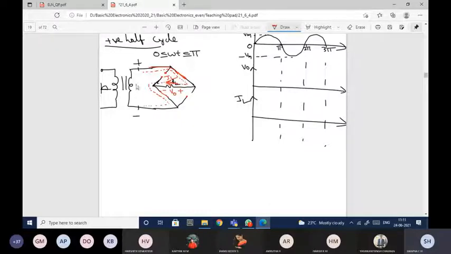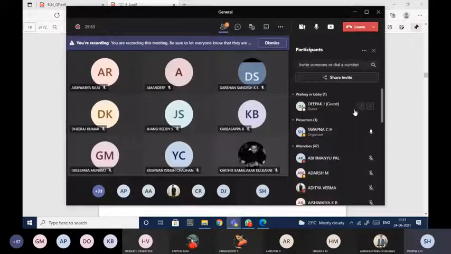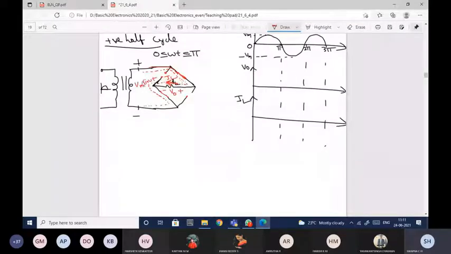So let us write the equation. Here it is Vm sin omega t. So let me say this voltage is Vm sin omega t.